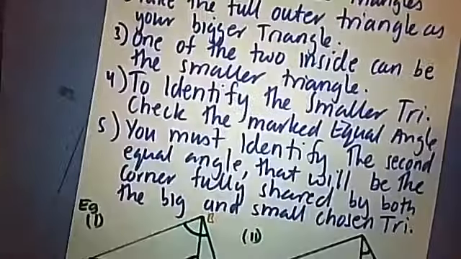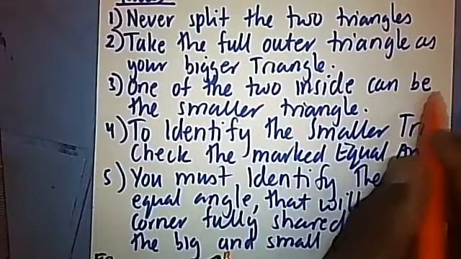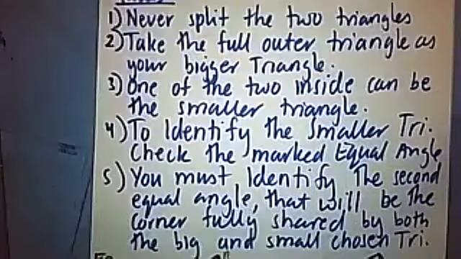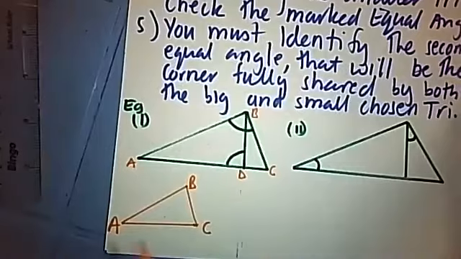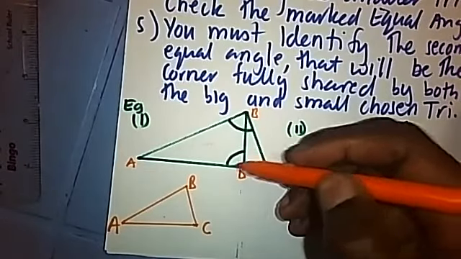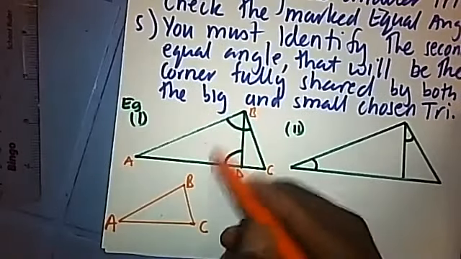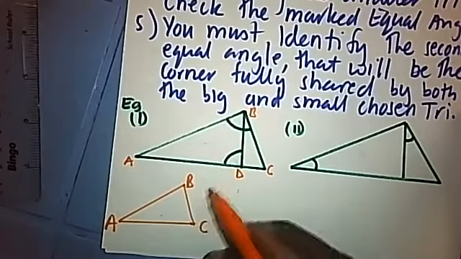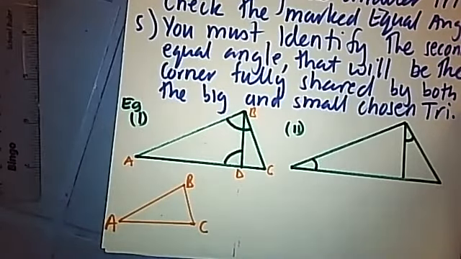Rule number three. One of the two inside can be the smaller triangle. They do not tell you that this tiny one must always be the smaller one. No, no, no. Sometimes this tiny one is the smaller triangle, or sometimes the bigger one is the smaller triangle, bearing in mind that the whole big one outside is the bigger triangle.